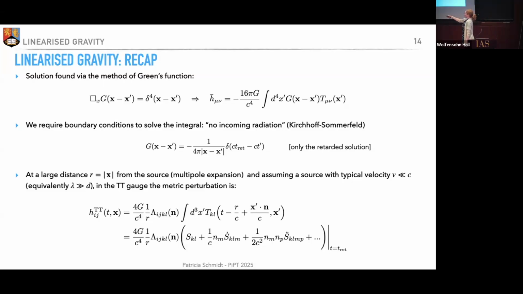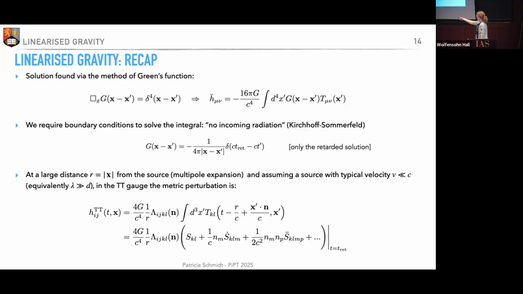So our distance r is always going to be the little distance. It's just this position vector, north of the position vector. And if my source is now moving very slowly, I can do exactly that, right? I can do the multipole expansion of the retarded time and the denominator here and plug it back into my equation. And then we choose the particular gauge that you have also been introduced to this morning already, the TT gauge, the transverse traceless gauge here.